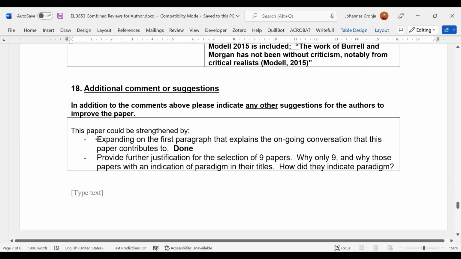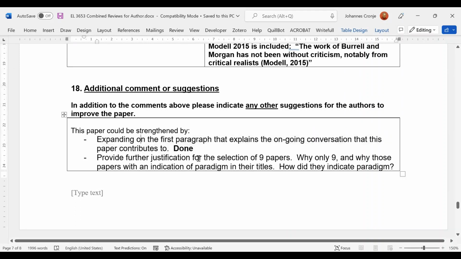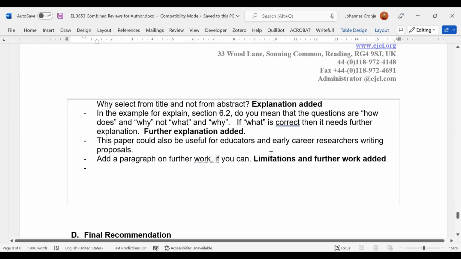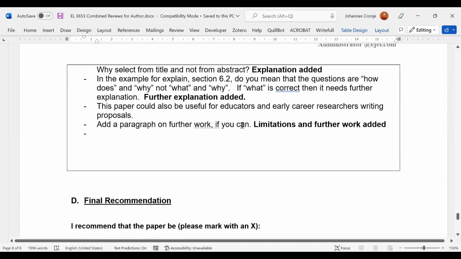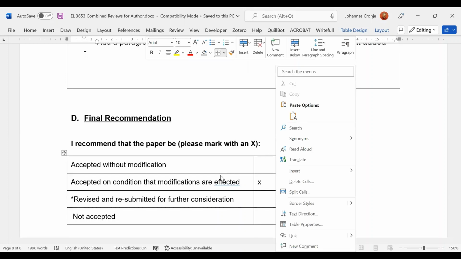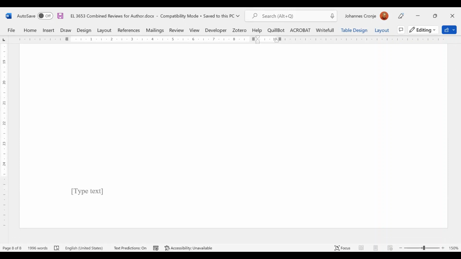And then he gives what I could do to improve it. Expand on the first paragraph to show the ongoing conversation, provide justification for the 9 papers, why only they, and how do they indicate the paradigm, and then why did I select from the paper, and so I explained that. So a couple of little changes that he asked there, and then he also says accept after changes. And so that's what I got from the 2 reviewers.